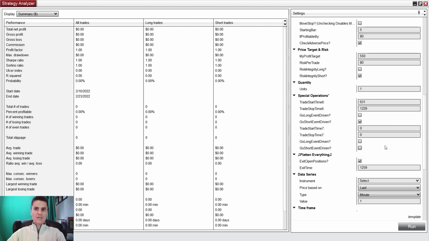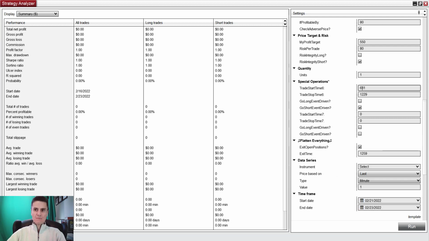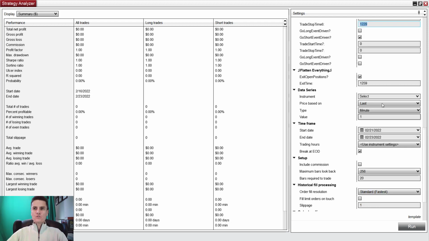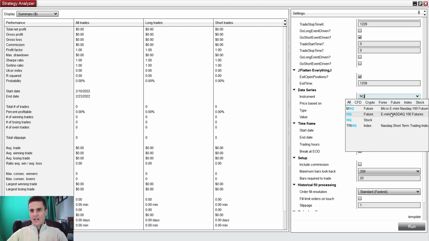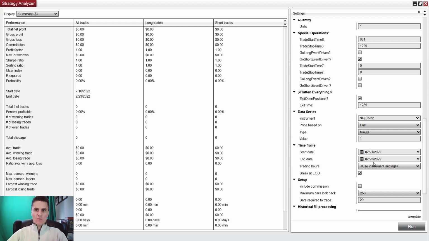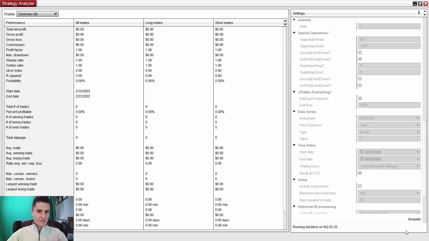I'm going to flip on my sell algo here under special operations. Go short, event driven. There are 2 fields here. I'm only going to focus on trade start time 6. So let's pick our instrument. We're going to pick NQ. So that's what we want. E-mini NASDAQ 100 futures, NQ. All right, let's go and run this. This is hypothetical, guys. These results are not guaranteed, whatever you see.